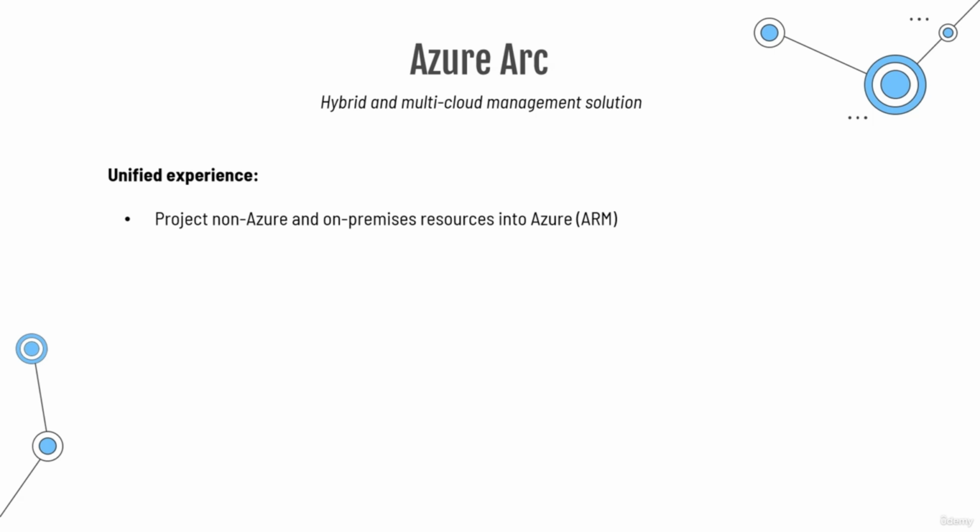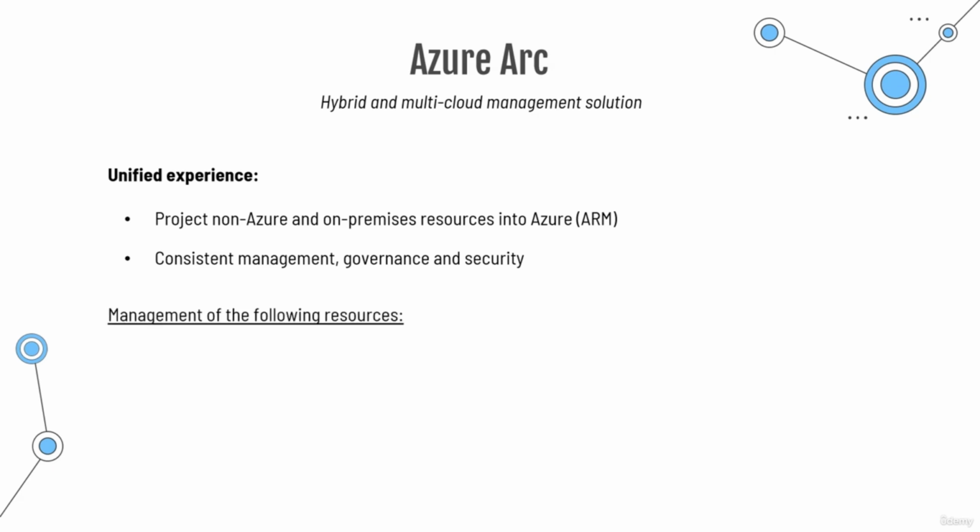We can even create our own custom location. So our data center is maybe not really a location that is available in the Azure cloud, and therefore we can create this as our own custom location. And like this, we achieve a consistent management, governance, and security. This is the main benefit that we achieve with the Azure Arc platform. And we can manage not all of the resources, but very important resources like virtual machines, SQL servers, and Kubernetes clusters.